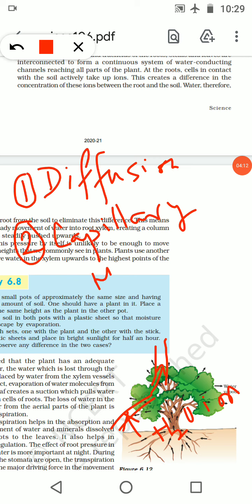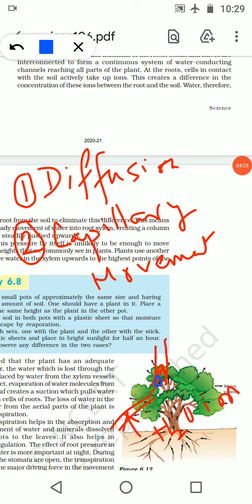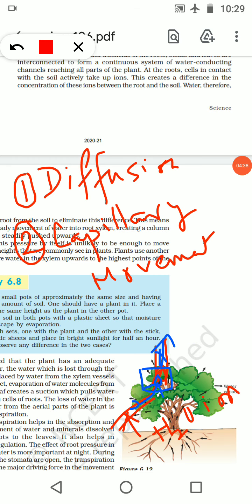In capillary movement, as one water molecule moves up, an empty space is created, and another water molecule takes this space and moves up. That is how capillary movement happens. And the last one is the transpiration pull.